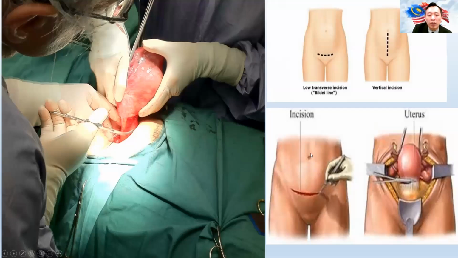Normally, if the family is completed, then we can do a hysterectomy. If the family is not completed, then we normally conserve the uterus. The incision can be Pfannenstiel or midline, depending on how big the fibroid is and where it is.